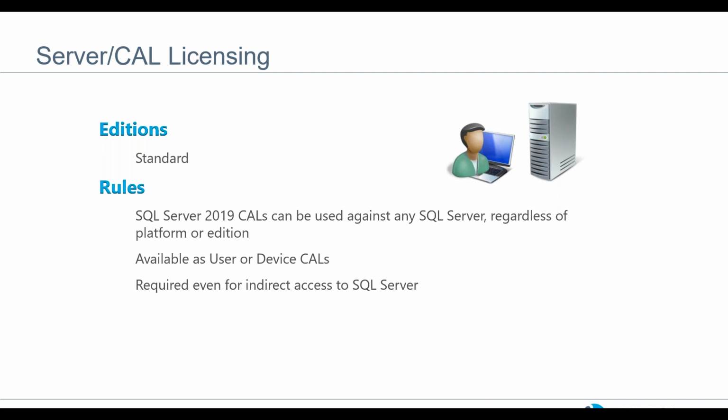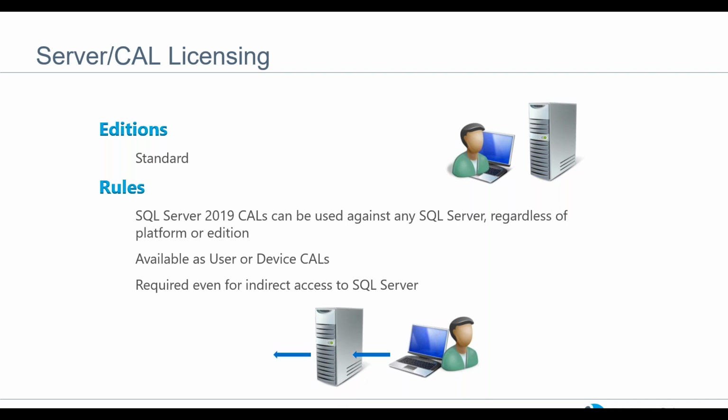When we're looking at indirect access, and this does come up quite a lot, if a user or device is accessing an application where the back-end database is SQL, they are indirectly accessing SQL, and therefore a client access license is required. So if we have a scenario where Mr. John has his device, and his device accesses an application that sits on a server, the back end of that accesses a SQL database, then the device or the user requires a client access license, even though they are not directly accessing SQL.